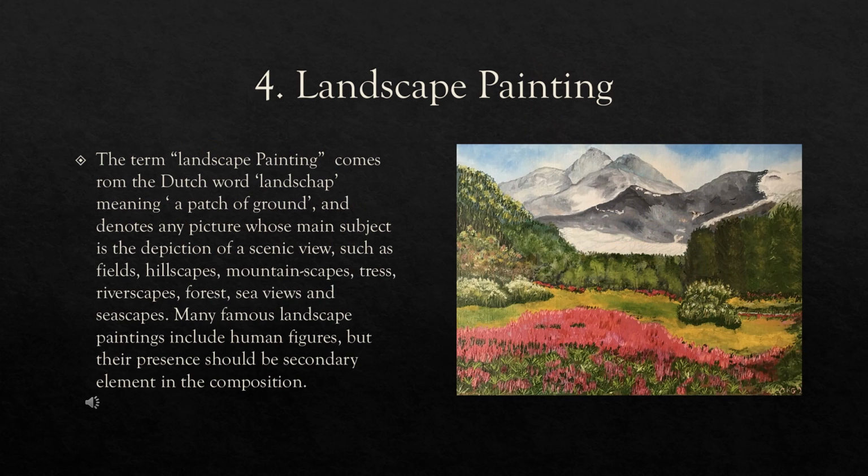Fourth is landscape painting. The term landscape painting comes from the Dutch word landschap, which means the patch of ground, and denotes any picture whose main subject is depiction of a scenic view, such as fields, hillscapes, mountainscapes, trees, riverscapes, forests, sea views, and seascapes. Many famous landscape paintings include human figures, but their presence should be the secondary element in the composition.